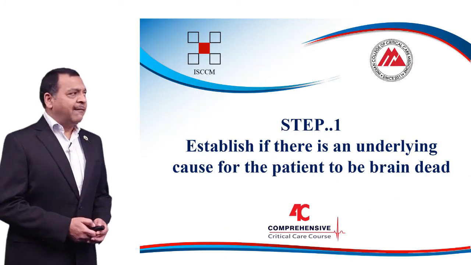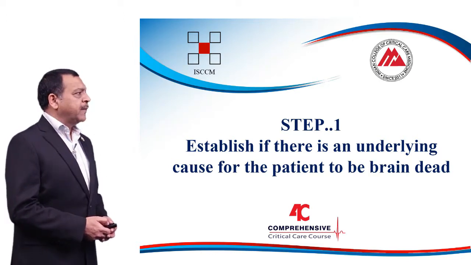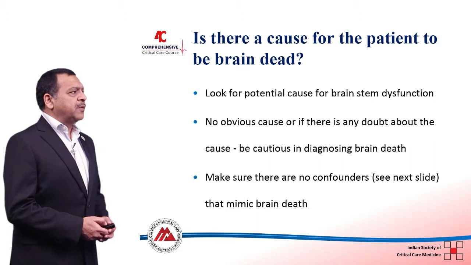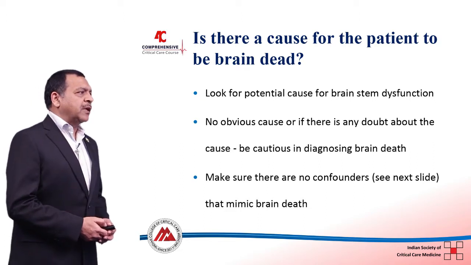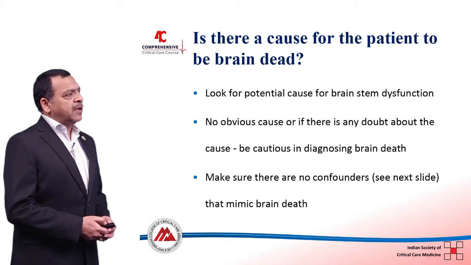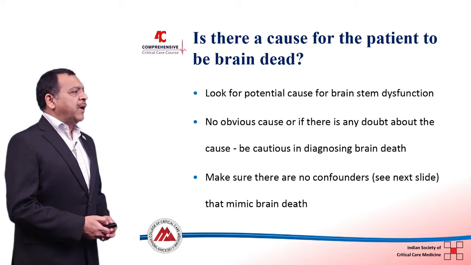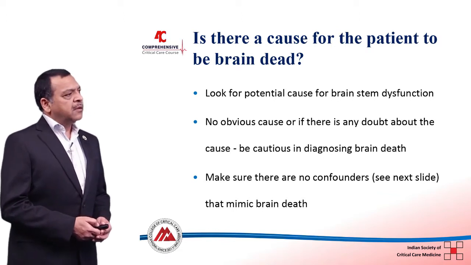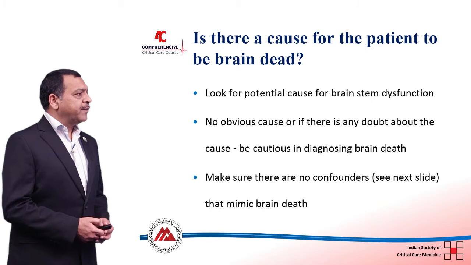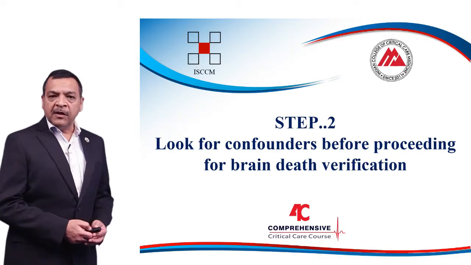So, step 1 is to establish if there is an underlying cause for the patient to be brain dead. Is there a cause for the patient to be brain dead? We have to look for a potential cause of the brain dysfunction. If there is no obvious cause, or if there is any doubt about the cause, be cautious in diagnosing brain death. Make sure there are no confounders that mimic brain death. So, look for the confounders before proceeding to brain death verification.